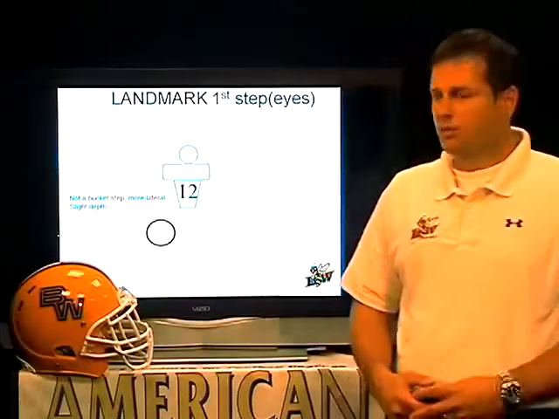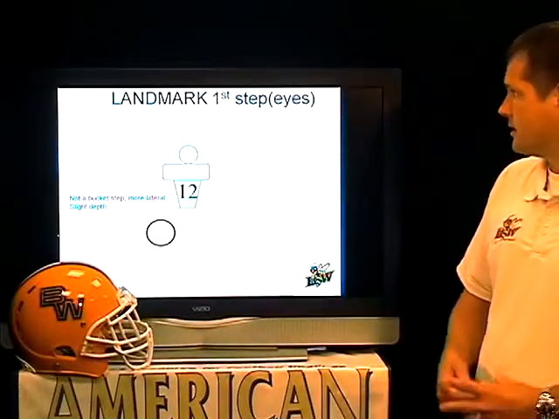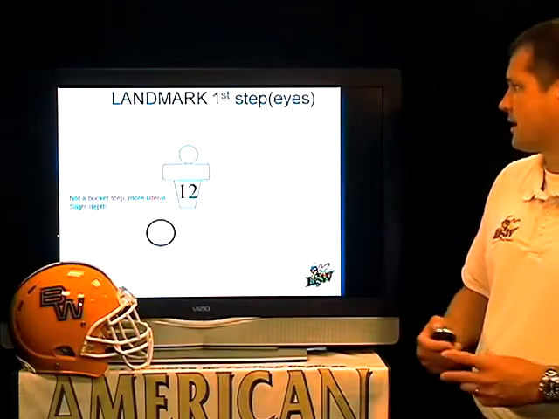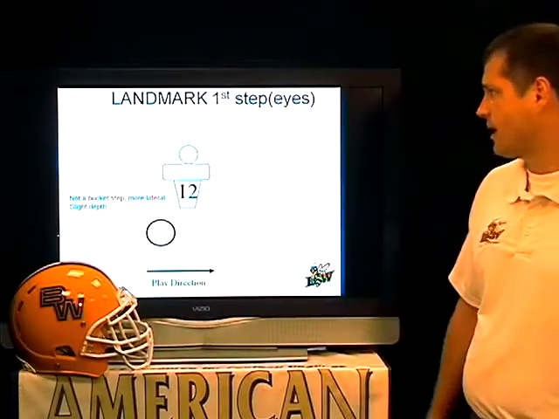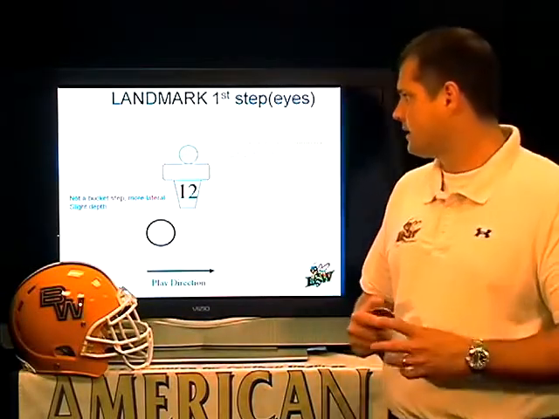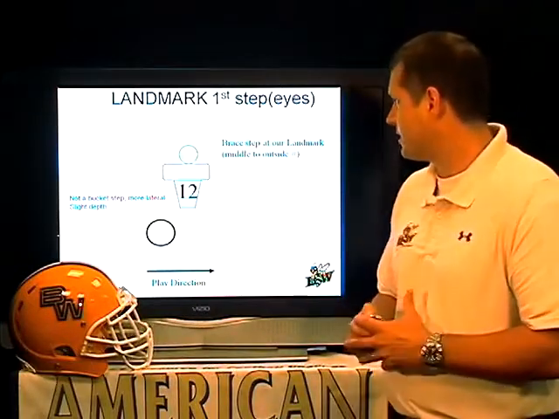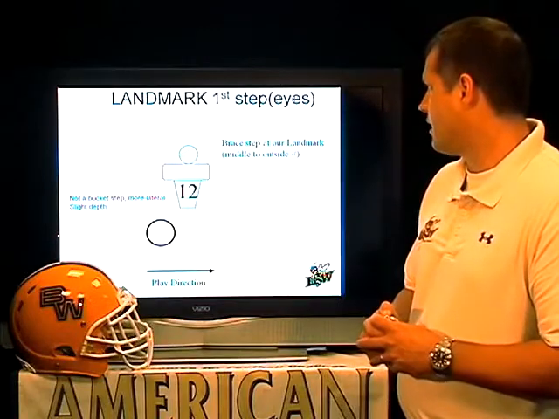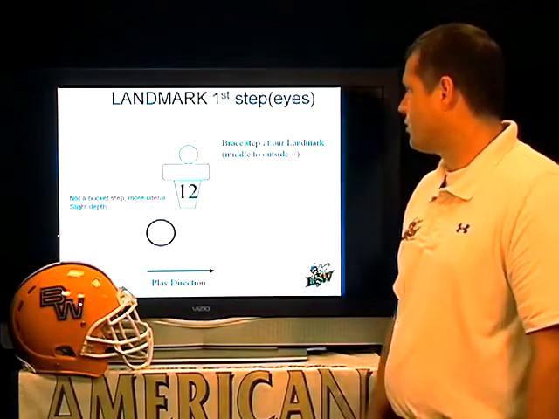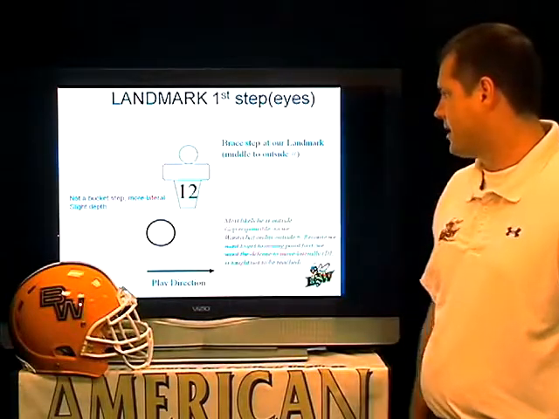The first concept we look at is our landmark. In our first step, we're looking at getting our eyes. We don't take a bucket step, we're more lateral. We may get a little bit of slight depth, that depends on the alignment of this defensive lineman and his skill. But we call a brace step on our landmark. We want to be middle to the outside number.